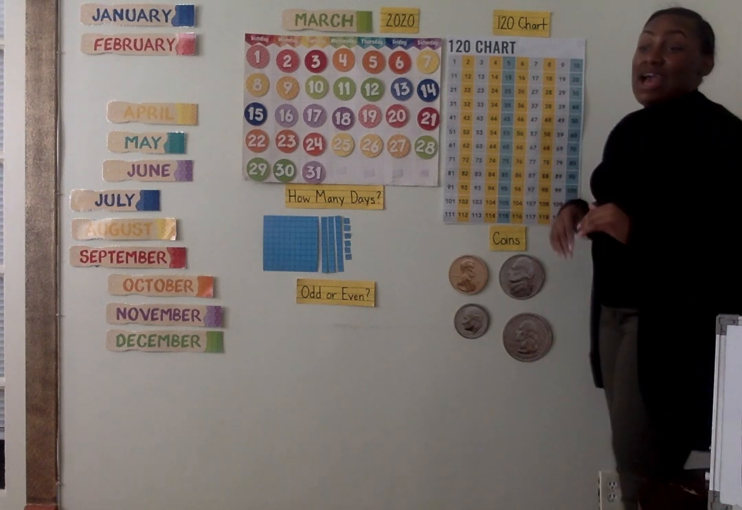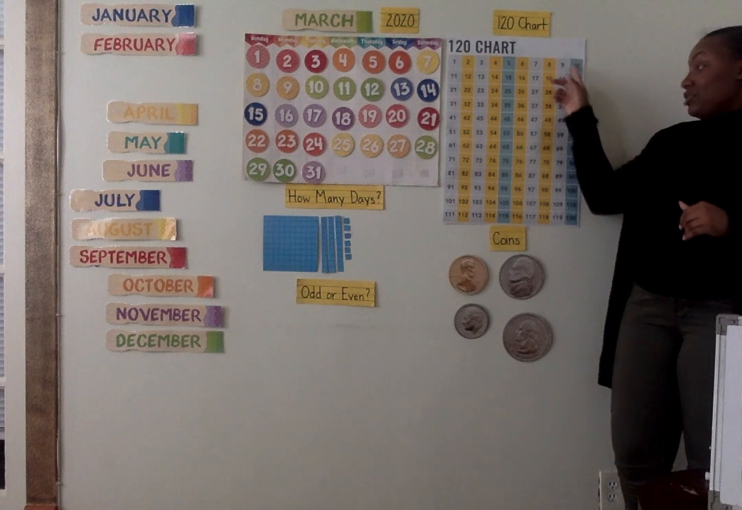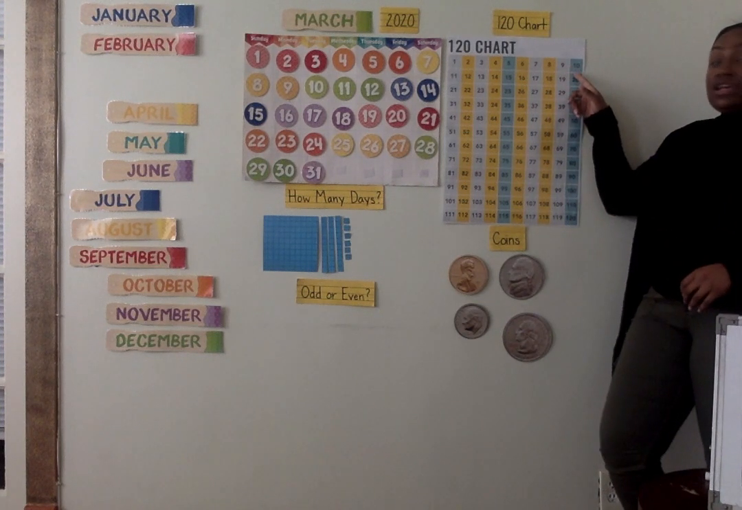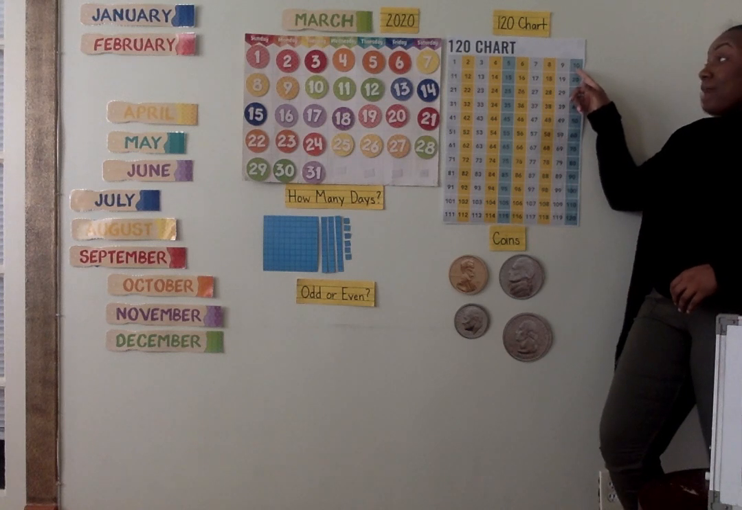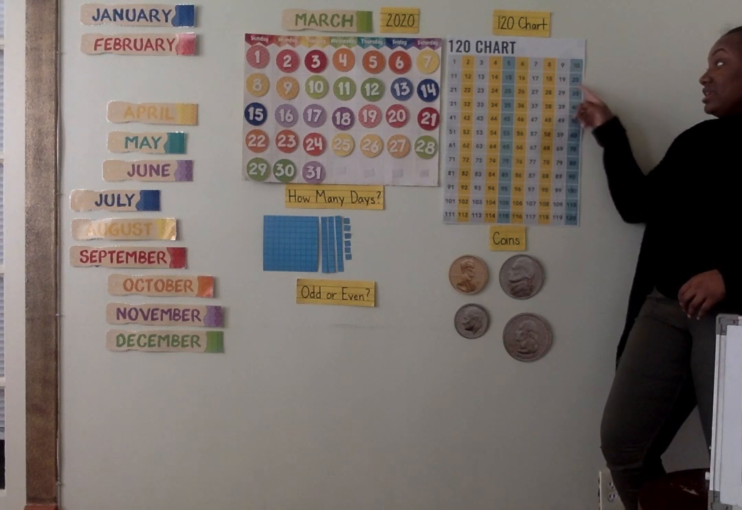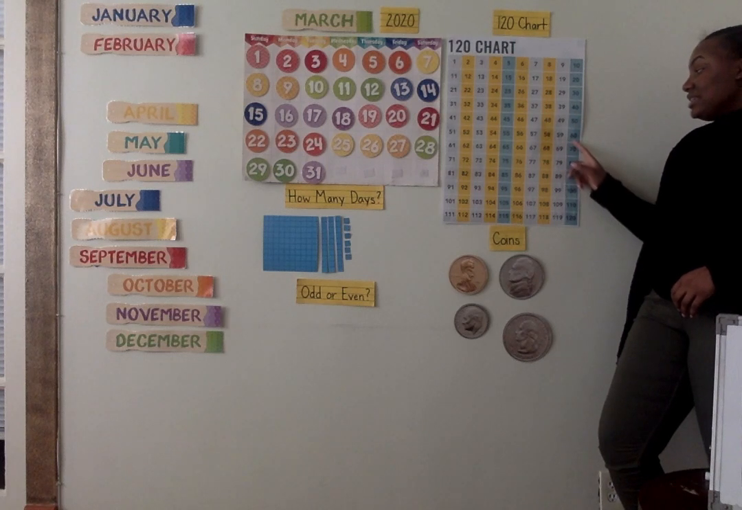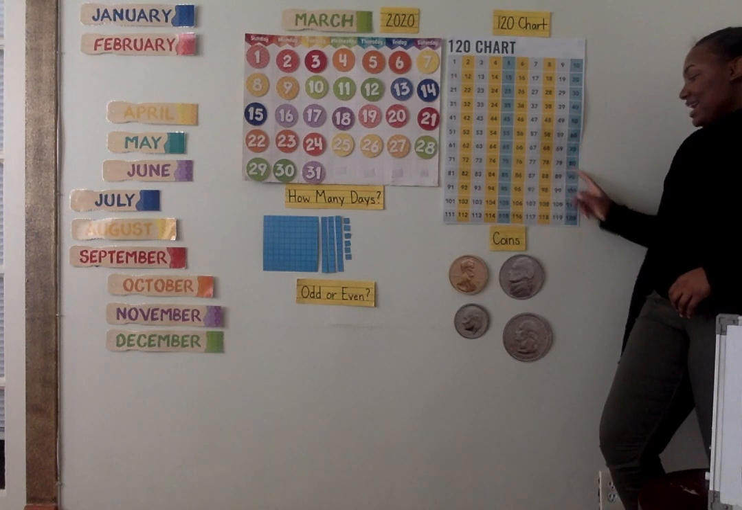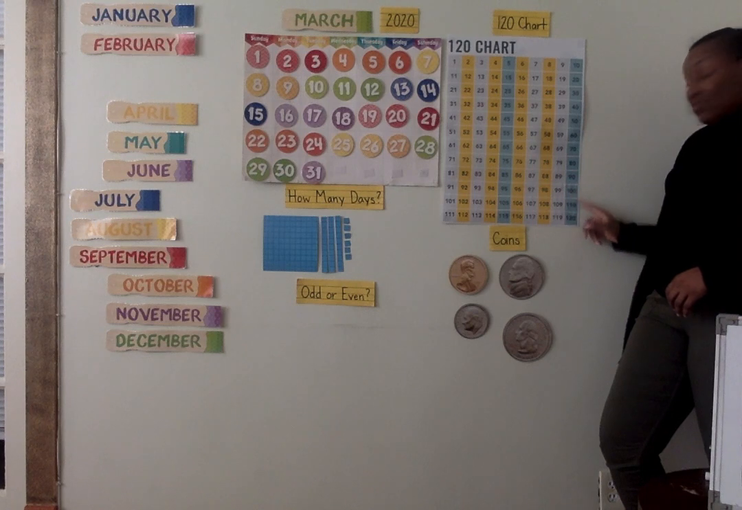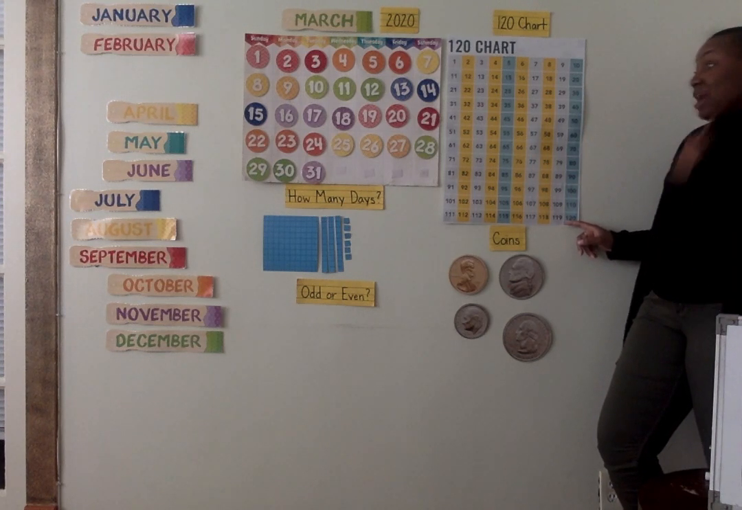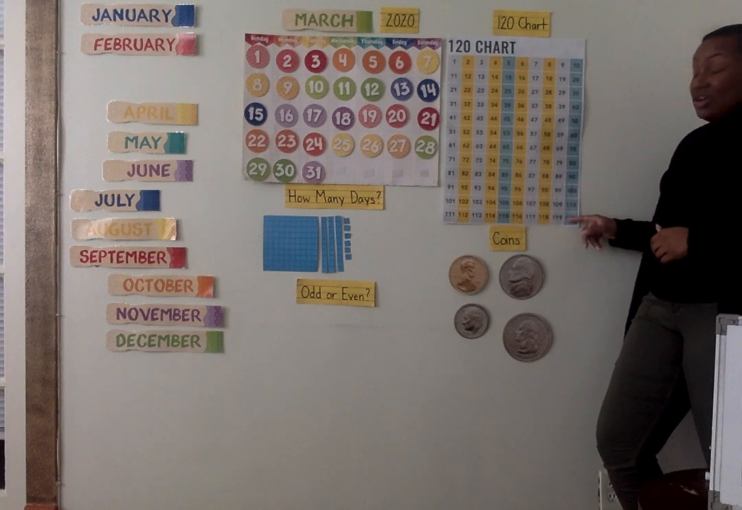Stop. Let's count by 10. Starting at 10, we're going to go all the way to 120. Eyes on the 120. Try if you need a little bit of help. Count by 10s. Get ready. 10, 20, 30, 40, 50, 60. Louder. 70, 80, 90, 100, 110, 120.